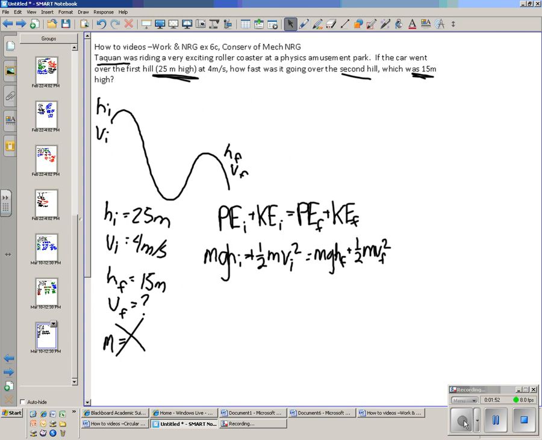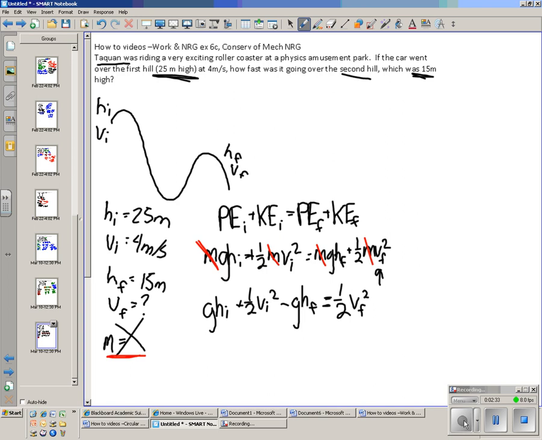The thing we can cancel out, once again, is the mass. So mass all cancels. It makes it a little bit easier, and seeing as we weren't given the mass, it definitely makes it easier to solve. So we are in fact looking for the final velocity here, so let's go ahead and move everything to the other side. So we have gh initial plus 1/2 v initial squared minus gh final, and that is equal to 1/2 v final squared.